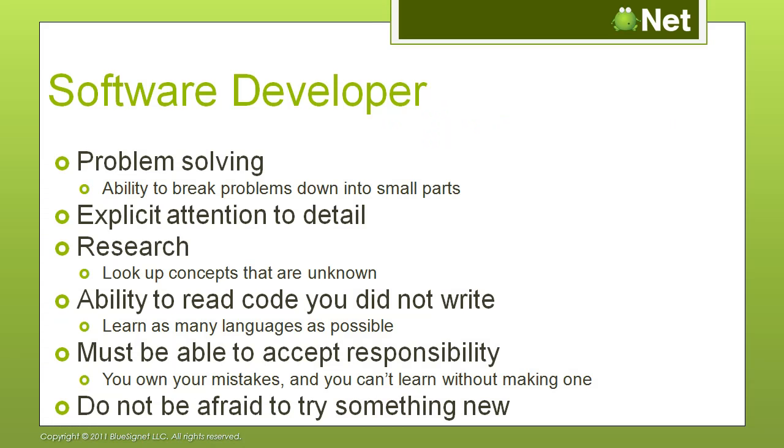Right. These are a couple of necessary skills to be a software developer, at least a halfway decent one. You have to be able to solve problems, and solve them well, and solve them fast. You probably didn't start getting into this without that skill set, but this is definitely the most important skill that you can have. Absolutely. Adding to that is explicit attention to detail.